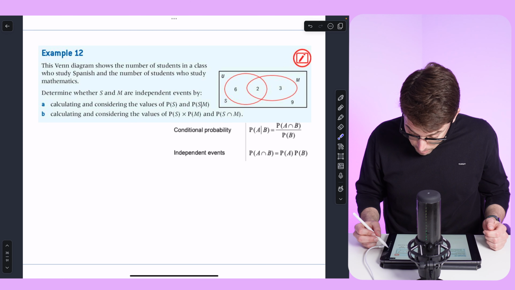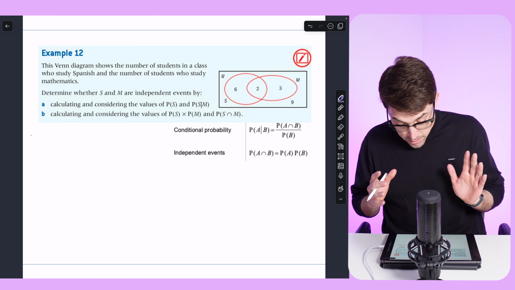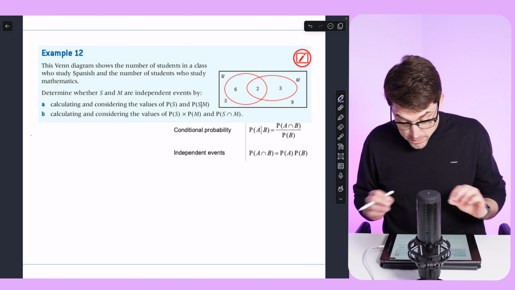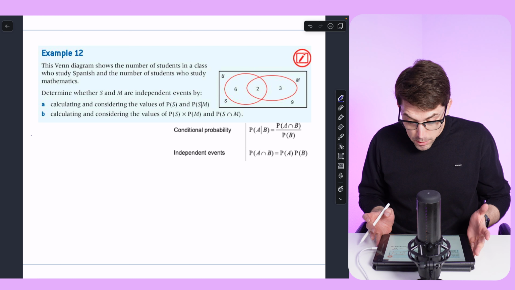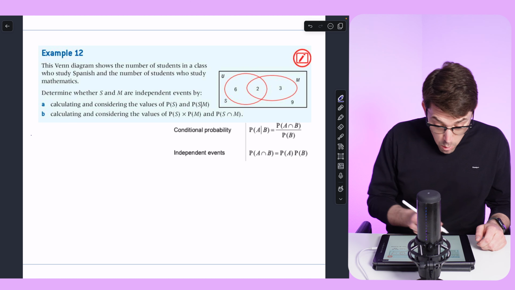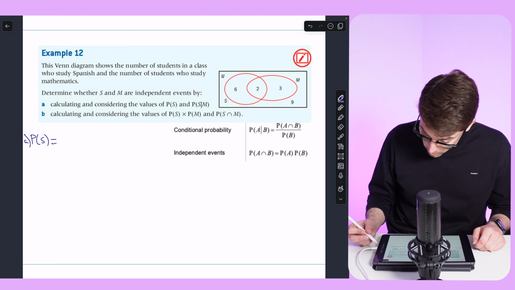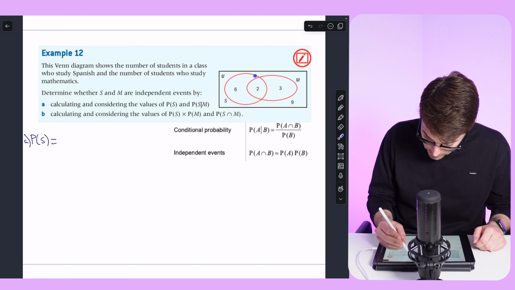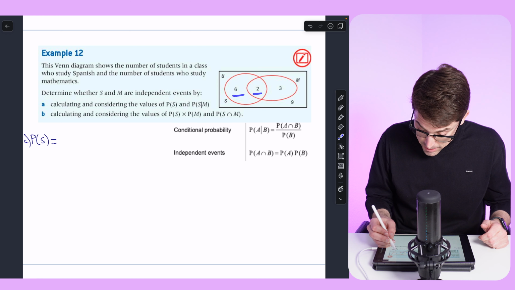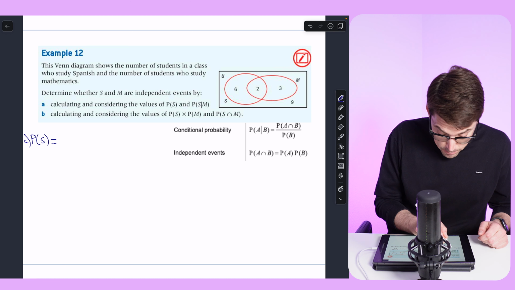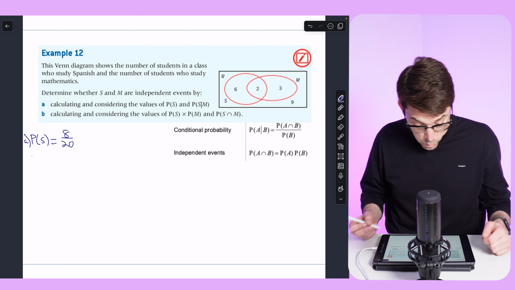Let's say we want to check whether they are independent or not, considering the values of P of S and P of S given M. What's the probability of a kid studying Spanish? I have 8 kids who study Spanish out of a grand total of 6 and 2, that's 8, plus 3 is 11, plus the rest, 20 kids. So my answer is 8 over 20.